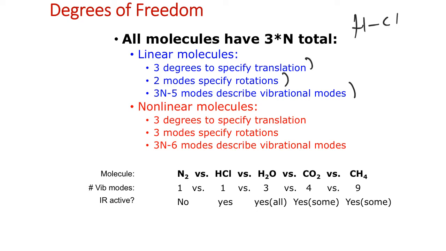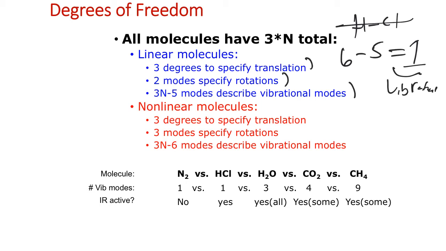So HCl is, of course, a linear molecule. And so for HCl, we have 2 atoms. So we have 3n, so that's 6 total degrees of freedom, and then 5 to describe the rotations and translation. So we have 1 mode left over to describe the vibration. So we have 1 vibrational mode for a diatomic molecule.